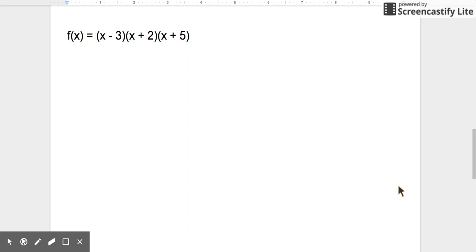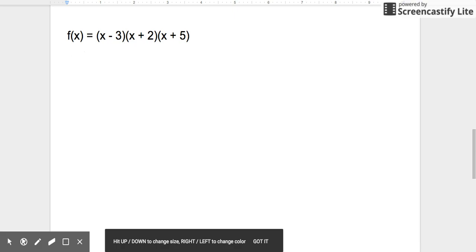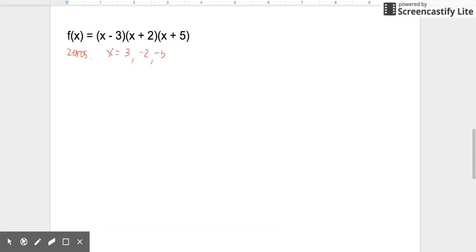In this tutorial, we're going to graph f of x by hand. How do we do that? First, we find the zeros of f of x. So zeros are x equals 3, -2, and -5. Then we place these zeros on the x-axis.